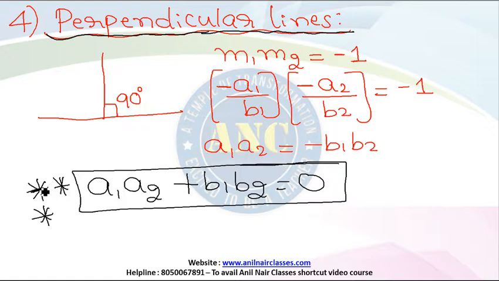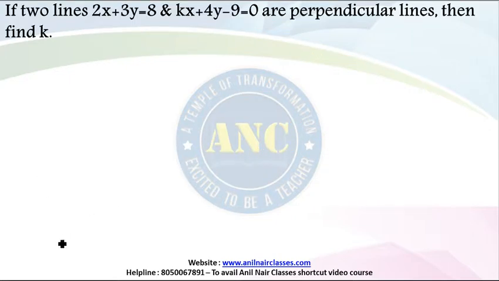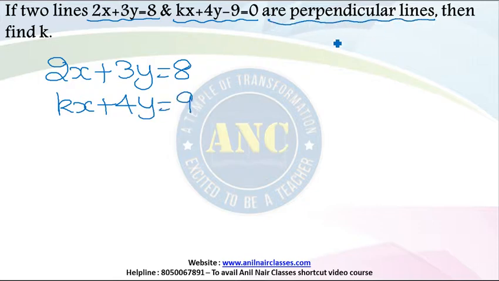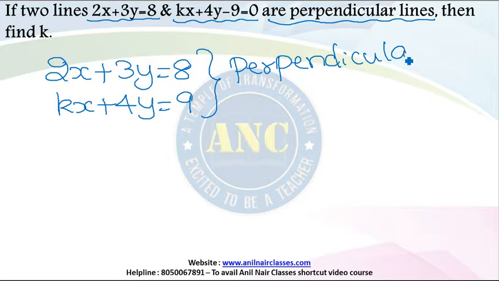Now, with this concept, let us solve one easy question once again. The question is, if two lines, the first line 2x plus 3y is equal to 8 and kx plus 4y minus 9 is equal to 0, that is kx plus 4y is equal to 9, are perpendicular lines. It is given in the question that these two lines are perpendicular.